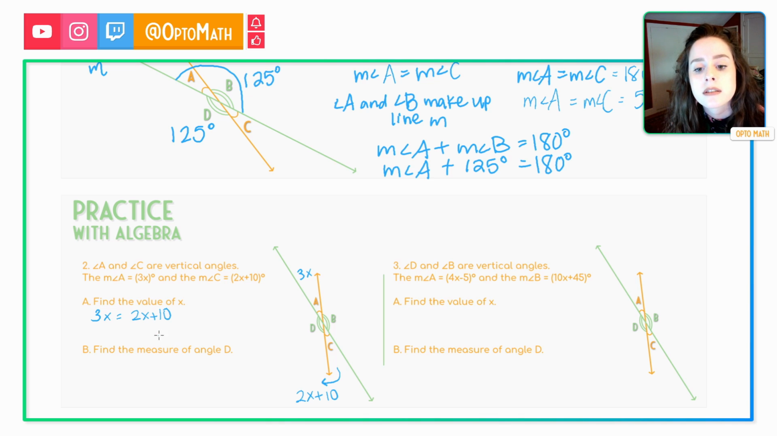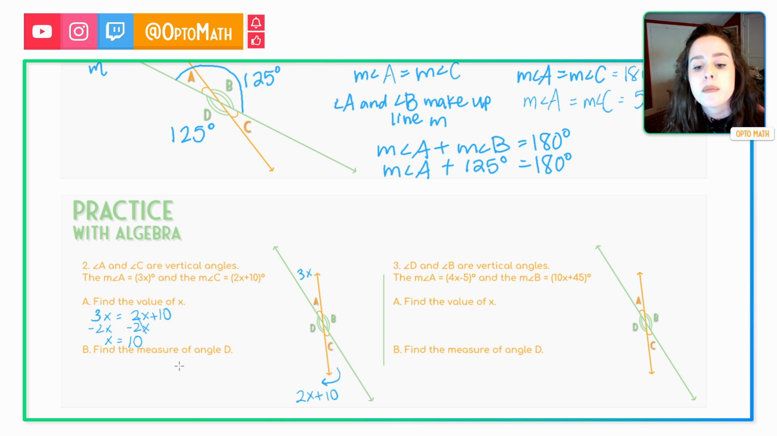Now we can solve for x. Subtract 2x from both sides. And we get x is, since that becomes 0, x is 10. So we've done part A.